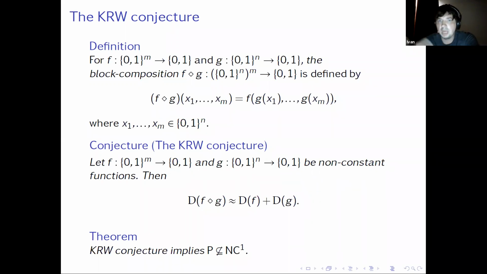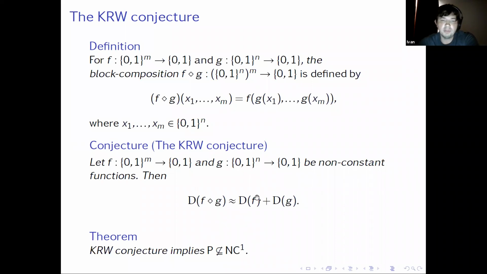So after applying g, we will get the m-bit string, right? So we can apply f, and we get this f-composed-g function. All right. So the conjecture states that the depth of the composition is roughly the sum of the depths of the functions we are composing.